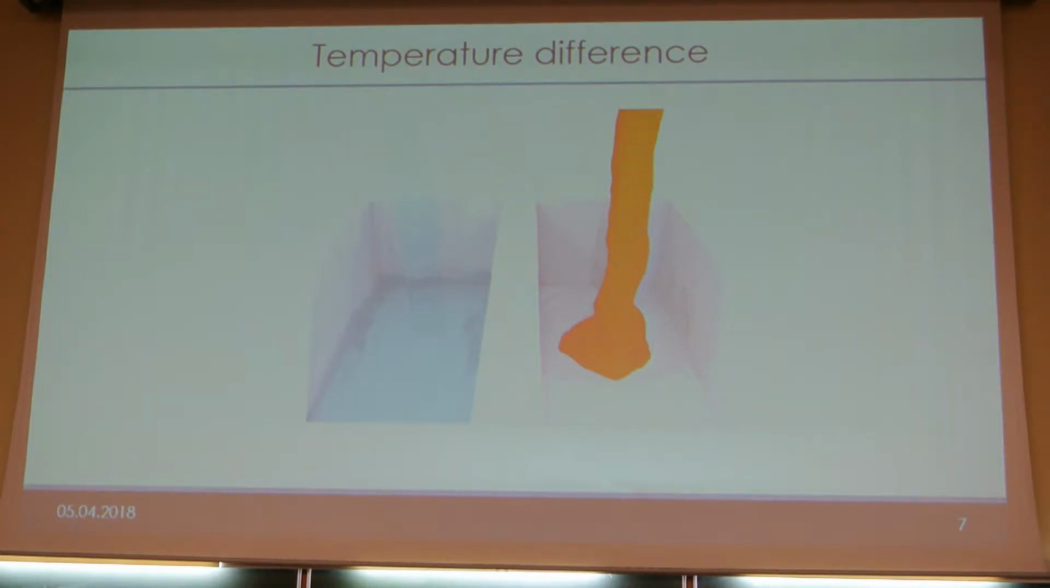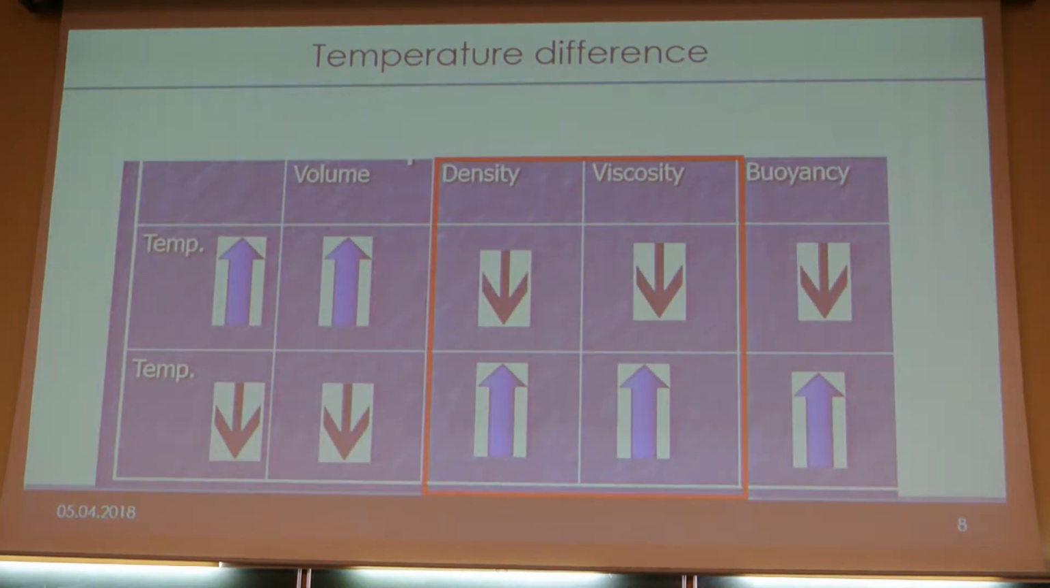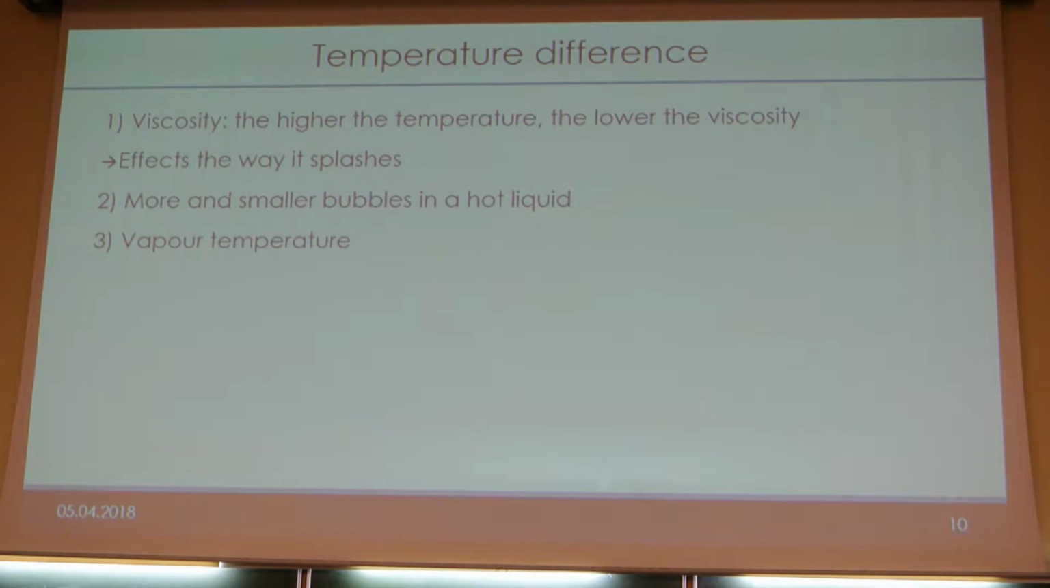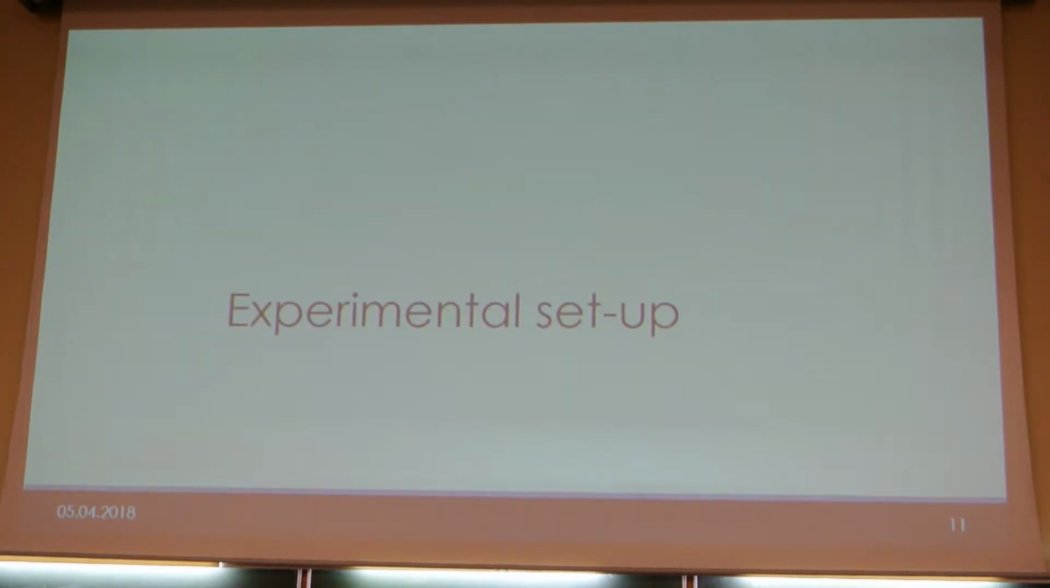This is quite obvious here. We state it a bit more precisely. The density and the viscosity will change, and the exact way how it changes you can see in those diagrams. So I assume, okay, viscosity and density might have an important impact. Besides this, we also have the creation of more and smaller bubbles if we have higher temperature of our liquids. And also we heat our medium, so we change the vapor around when we pour the hot water into a cup.